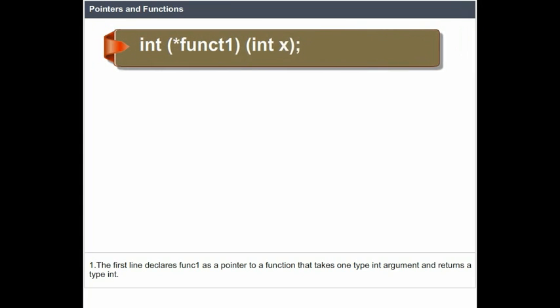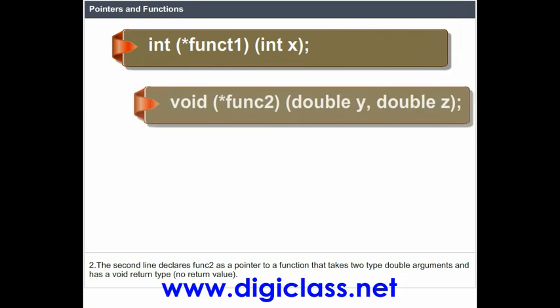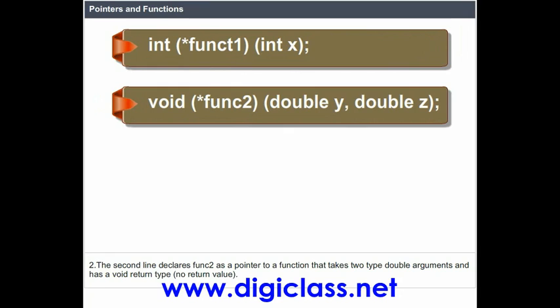The first line declares func1 as a pointer to a function that takes one type integer argument and returns a type int. The second line declares func2 as a pointer to a function that takes two type double arguments and has a void return type or no return value.